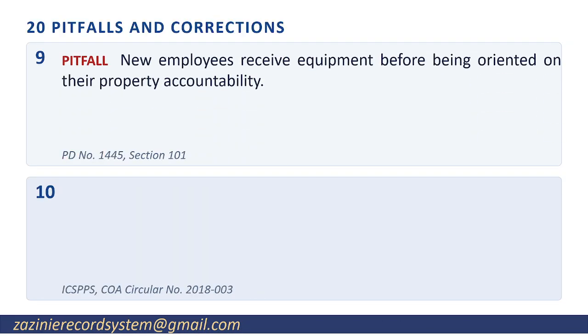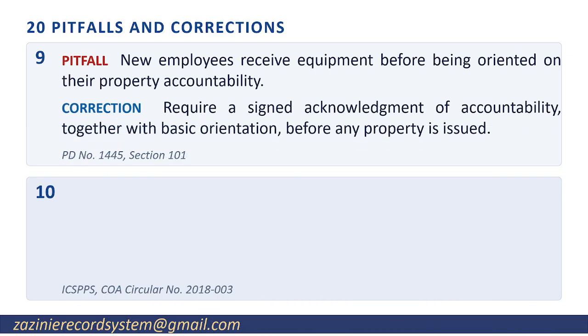20 pitfalls and corrections. Number 9. Pitfall: New employees receive equipment before being oriented on their property accountability. Correction: Require a signed acknowledgement of accountability, together with basic orientation, before any property is issued.